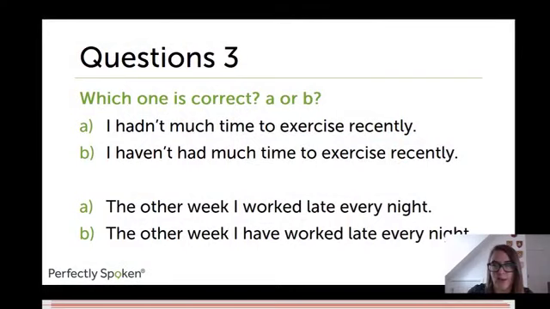Okay, which one is correct, A or B? A, I hadn't much time to exercise recently. Or B, I haven't had much time to exercise recently. So A is past simple, B is present perfect. Which one is correct? Okay, A. The other week I worked late every night. Past simple. B. The other week I have worked late every night. Present perfect. But which one is correct?